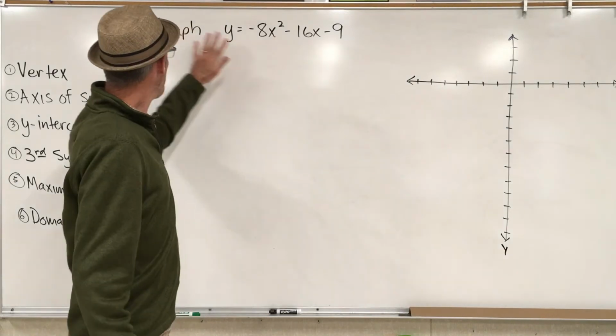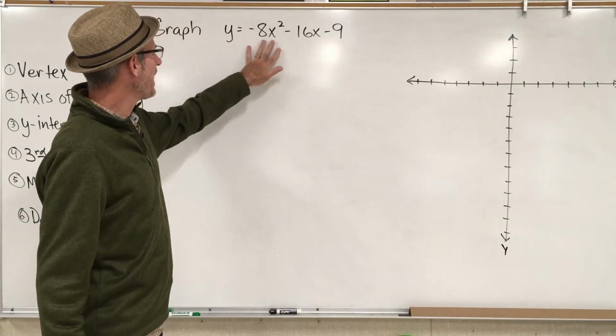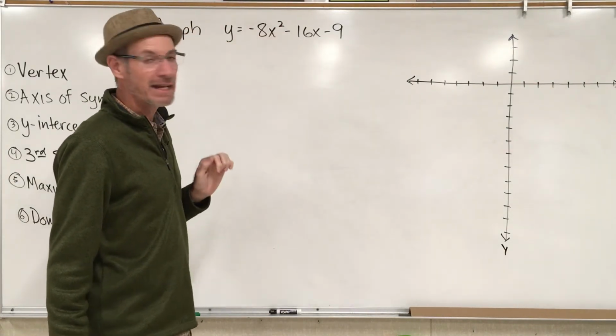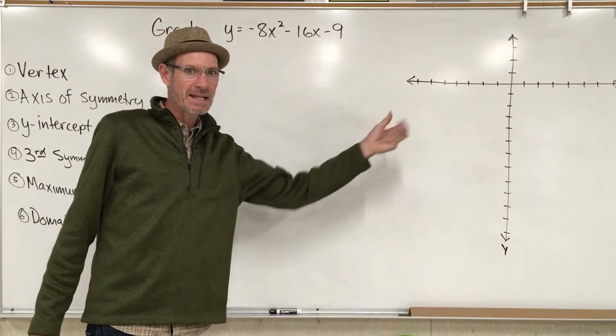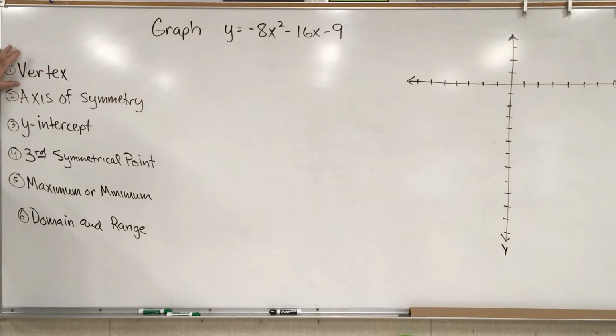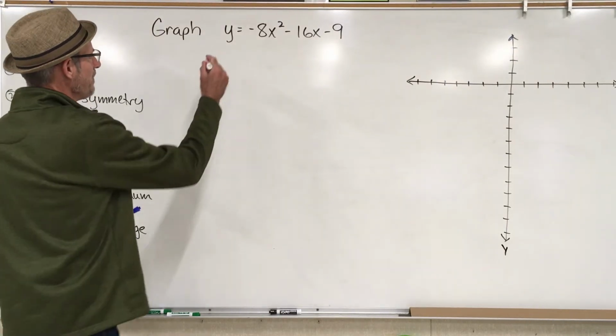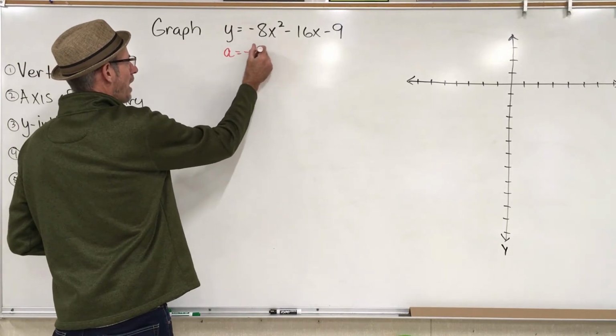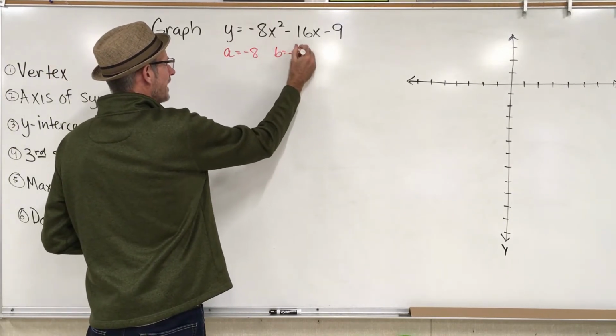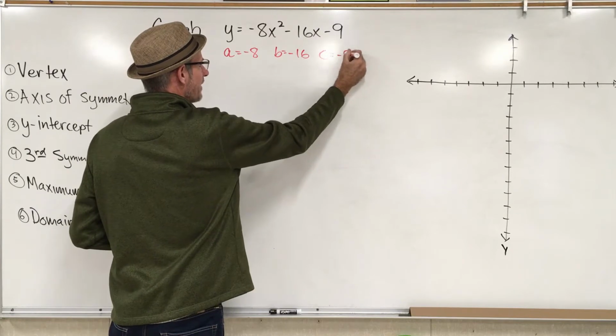On this problem, they want us to graph y equals negative x squared minus 16x minus 9. On our way to making this graph, we are going to need to find the vertex, the axis of symmetry, and the y-intercept. We're also going to need to find a third symmetrical point, and then we're going to find the maximum and minimum once we make the graph, and the domain and the range. So the first thing we need to do is identify our a, b, and c. My a on this problem is negative 8, the b is negative 16, and my c is negative 9.